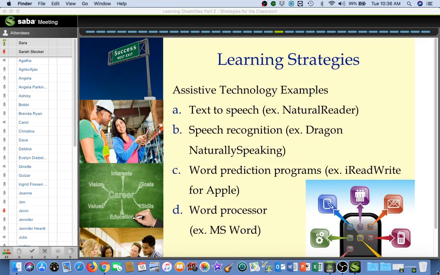Madeline says Google Docs has voice typing as well, so that can be very helpful in terms of the Google Suite, especially if the learner is using Docs or Drive or other Google applications. Word processors, like Word obviously, can be used for many things. So they have spell and grammar check. You can enlarge the print if you need to, change the background, increase spacing. All tools can be really helpful for learners with learning challenges.